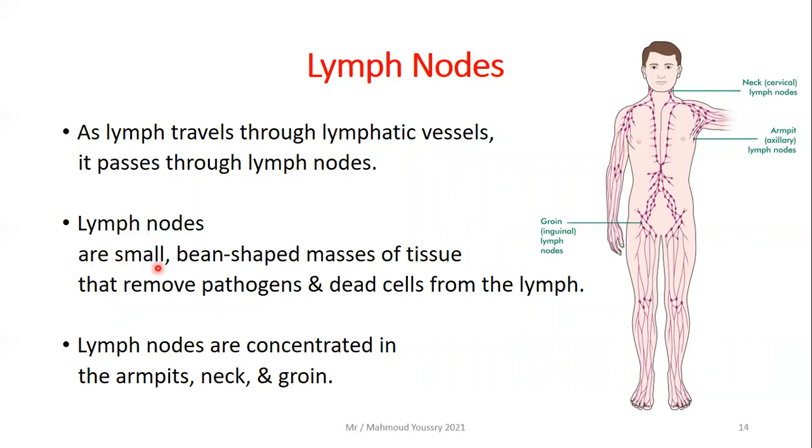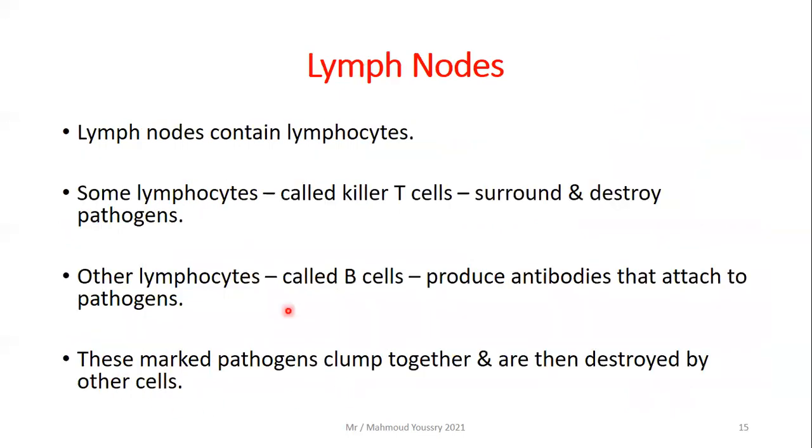Lymph nodes are small, bean-shaped masses of tissue that remove pathogens and dead cells from the lymph. The lymph nodes are concentrated in the armpits, our neck, and the groin. The lymph nodes contain lymphocytes. Do you remember? A type of white blood cells that fight pathogens. These lymphocytes are divided into two types.